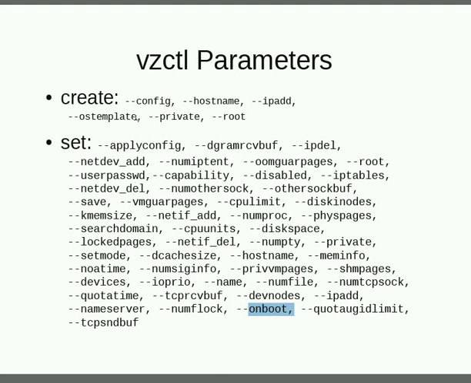All sorts of things. The parameters that are valid for create are --config, --hostname, --ipadd, --ostemplate. And if you wanted to change the location of the private and the root directory, you can do it with those two parameters.